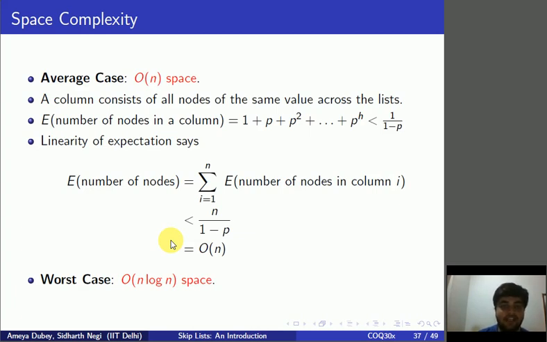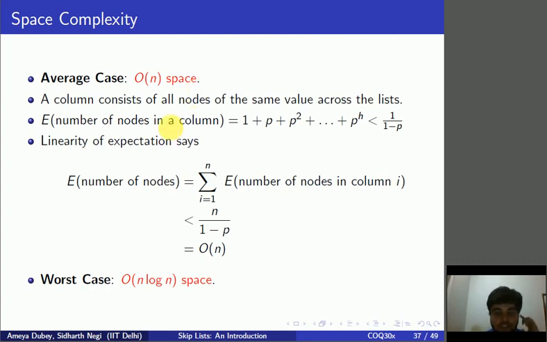Let's say we consider a column. Now let me introduce to you what a column is. It consists of all the nodes of the same value across all lists. So take for instance a particular value and connect it across all the lists. I think Siddharth introduced you to quad nodes. So just keep going up until you hit the end, and so that's a column.